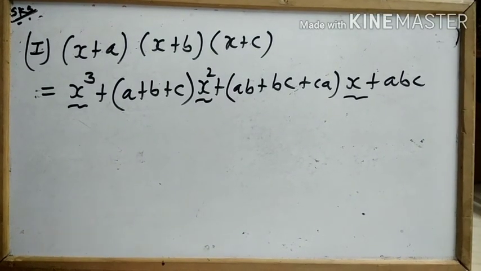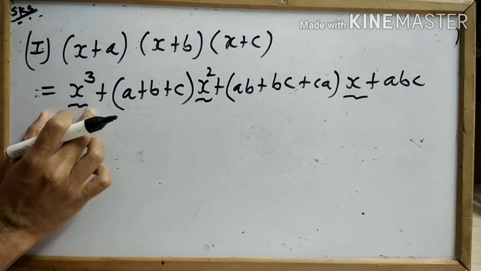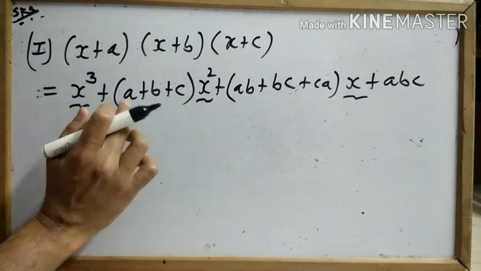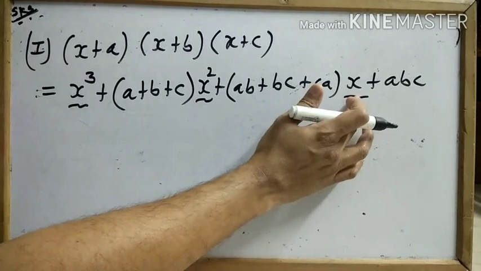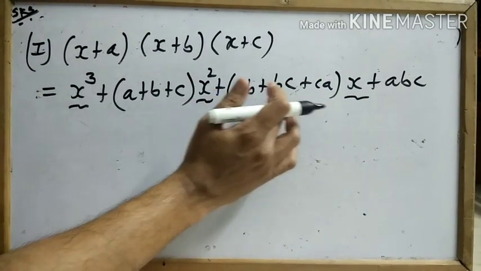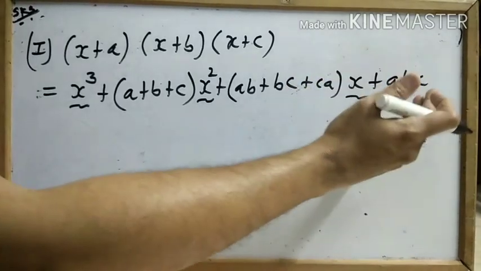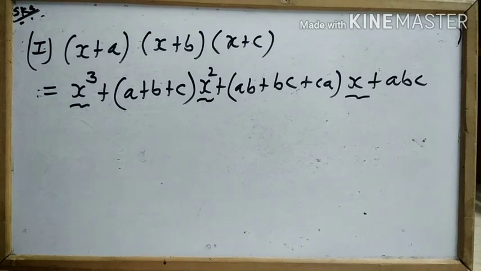And interestingly, you see there is no abc term in the first term. With x squared, there is only a, only b, only c. With x, there is the product of the first two terms, the product of the second and third terms, and the product of the third and first terms, and the last term is the product of all three. I hope this part is very clear to you.